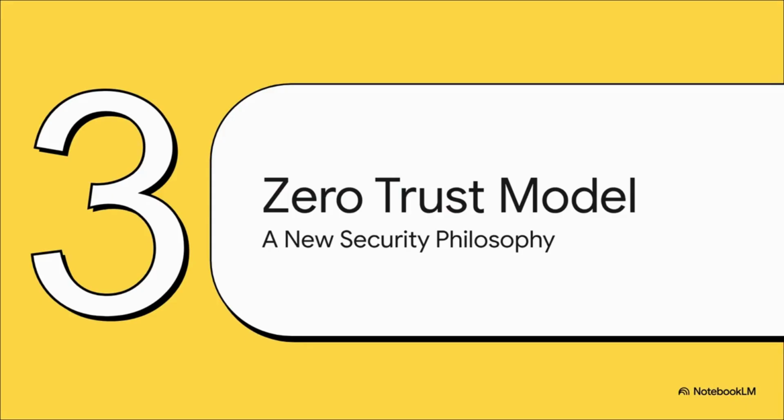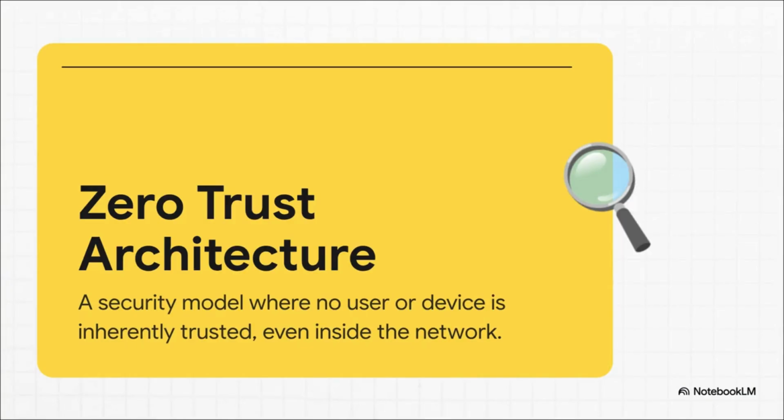All right, so we've got a flexible network. Check. Now we've got to make it secure. And this requires a completely new philosophy. We have to move away from this old idea of just trusting people because they're inside the network. The core idea behind zero trust is actually pretty simple. Never trust, always verify. That's the mantra.